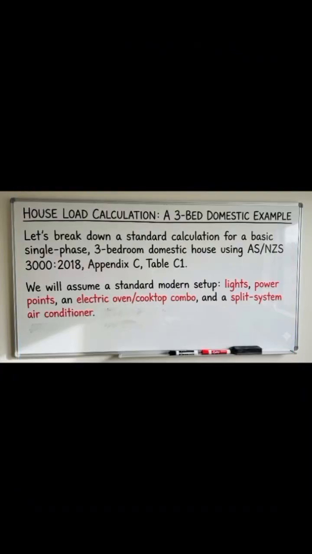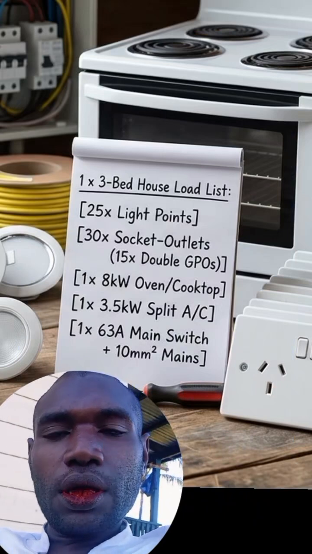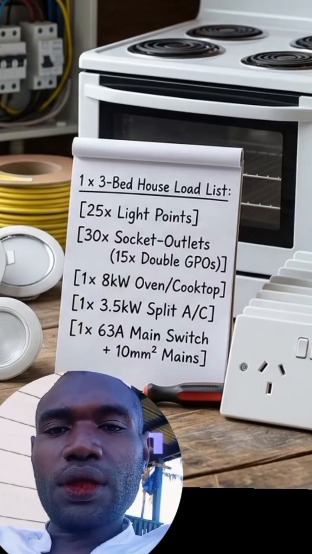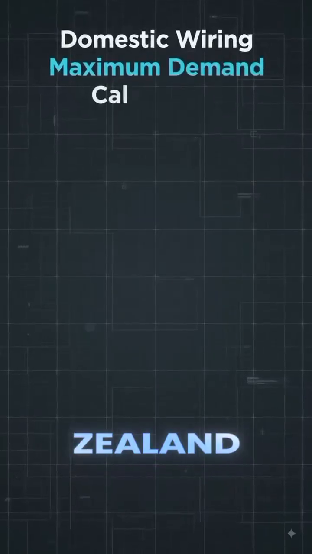Display all electrician also, all in clear, how to make maximum demand. So maximum demand, for example, a three bedroom house. Inside you have 25 plus lighting points, 30 plus power points, 1 plus stove, 1 plus air conditioning unit. So by the Australia and New Zealand wiring rule book.